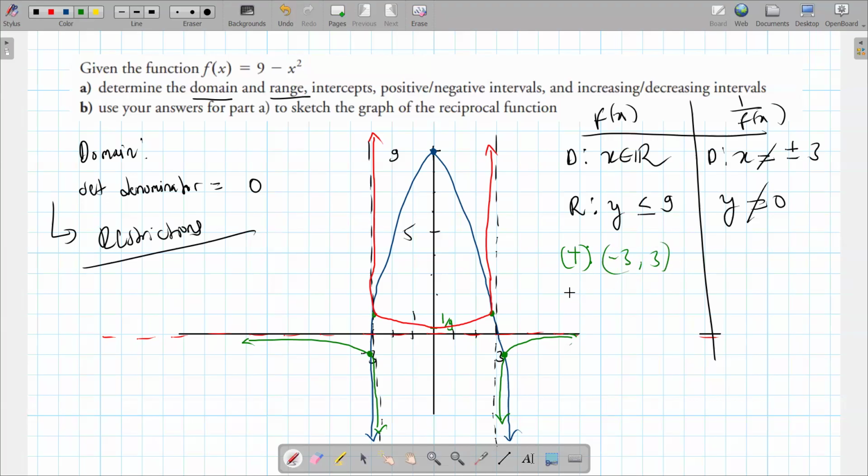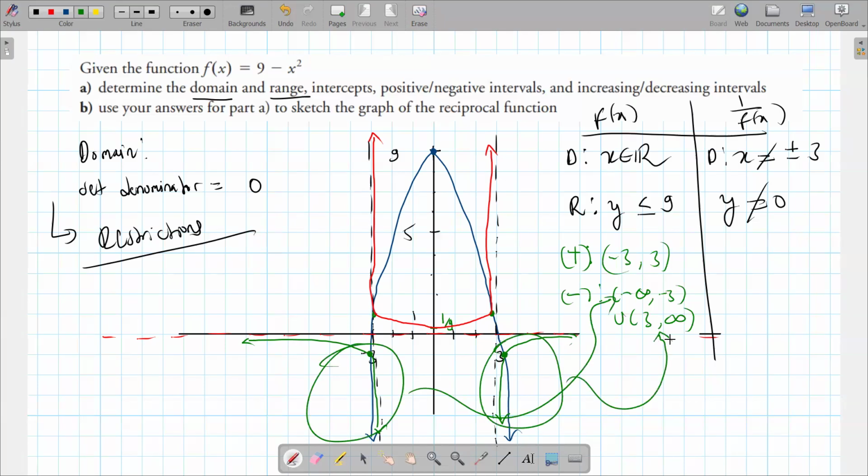And it's negative between -infinity to -3 and from 3 to positive infinity, right? Yeah. So that's where it's negative. Like this section down here is this, and then this section down here is this, 3 to positive infinity. This is interval notation.